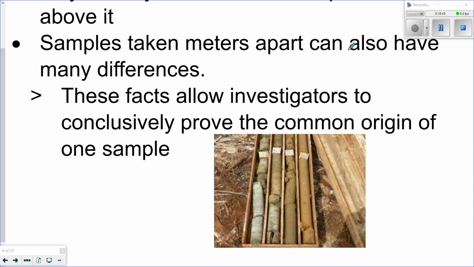Samples even taken meters apart from one another can also have differences. So like if we are taking soil samples from a park, if we take a sample from under a tree and then a sample 5 meters away, they can have different compositions. So these different facts allow investigators to kind of prove a common origin of one sample. They cannot just say that, oh, this soil is the same thing that matches soil in the park. They can actually pinpoint it to a more specific geographical area.